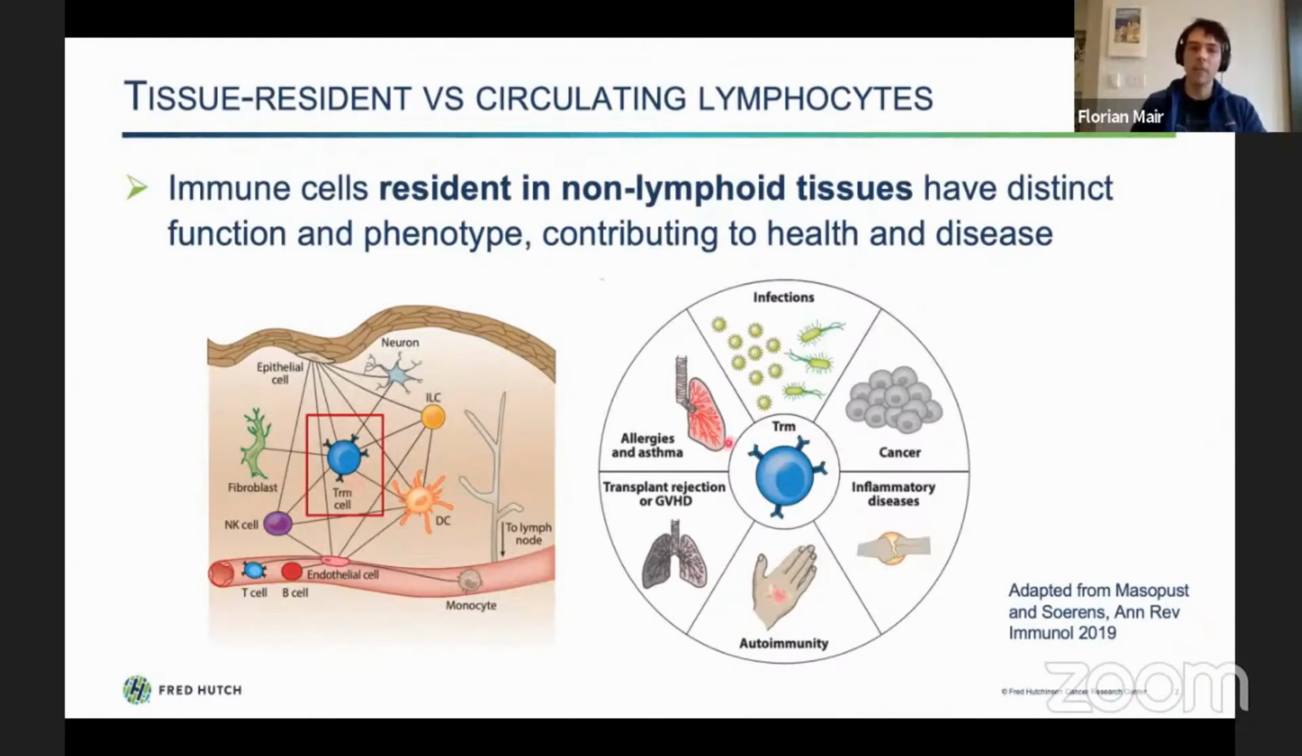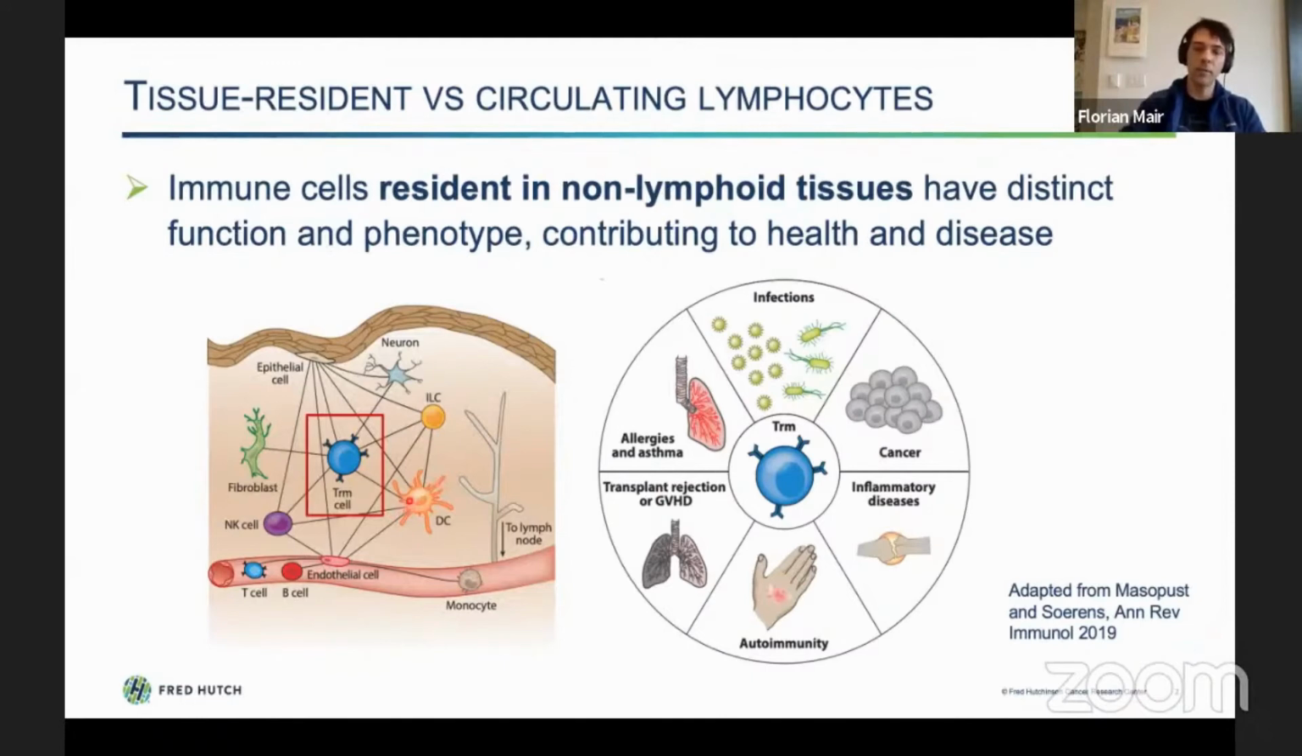And TRMs have various roles. Most obviously, they are kind of the first line of defense for invading pathogens and mount an early immune response. But in the meantime, it has also been described that these TRM cells have various roles in autoimmune diseases or in other inflammatory disorders, but also in the anti-cancer immune response.